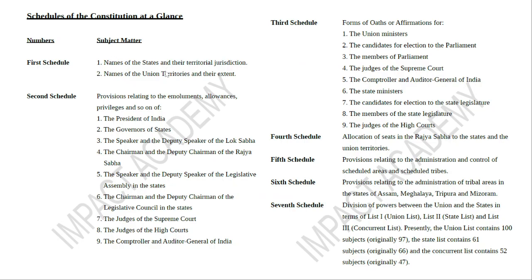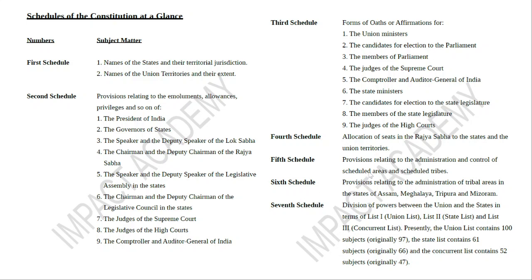So the first schedule is names of the states, names of the union territories, the territorial jurisdiction, and all these things. Second deals with the emoluments, allowances, privileges, and third schedule deals with the oaths or affirmations. Just now the oaths which we have seen, right? The members of state legislature, parliament, judges, faith and allegiance, all that we have seen. Fourth schedule is allocation of seats in Rajya Sabha to the states and the union territories.